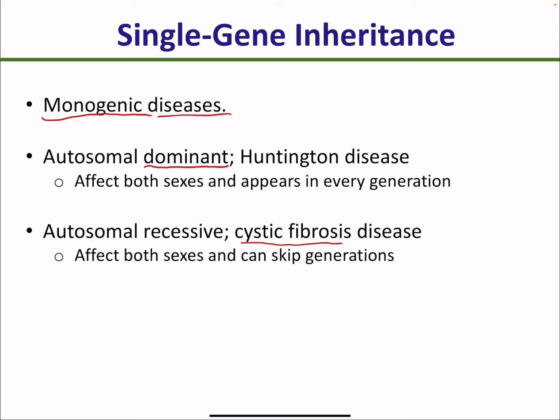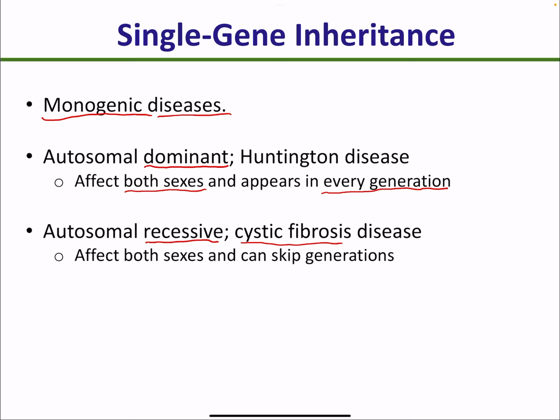However, cystic fibrosis is caused by a recessive allele. What we see, and what is characteristic of dominant gene inheritance, is that whenever there is a dominant allele, not only are both sexes affected, but also in every single generation the defect appears.